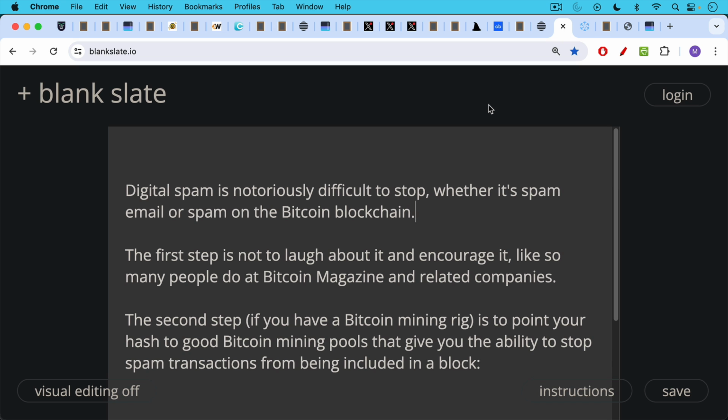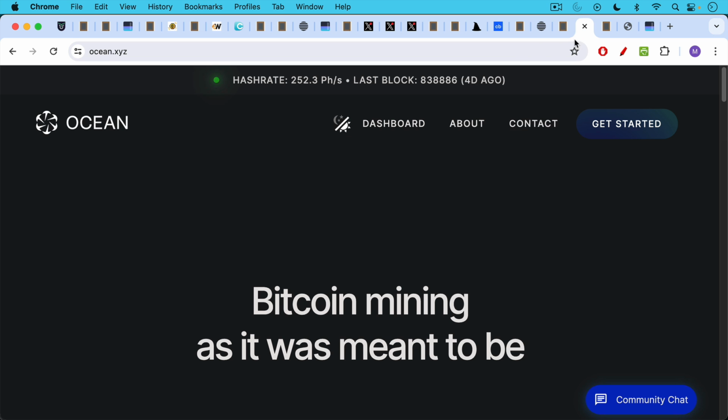Now, digital spam is notoriously difficult to stop, whether it's spam emails or spam on the Bitcoin blockchain. But I'd say the first step is just don't laugh about it and encourage it like so many people do at Bitcoin Magazine and related companies. The second step, if you have a Bitcoin mining rig, is to point your hash to good Bitcoin mining pools that give you the ability to stop spam transactions from being included in a block, as Ocean Mining does. And this is where I'm currently pointing the hash from my ASIC.